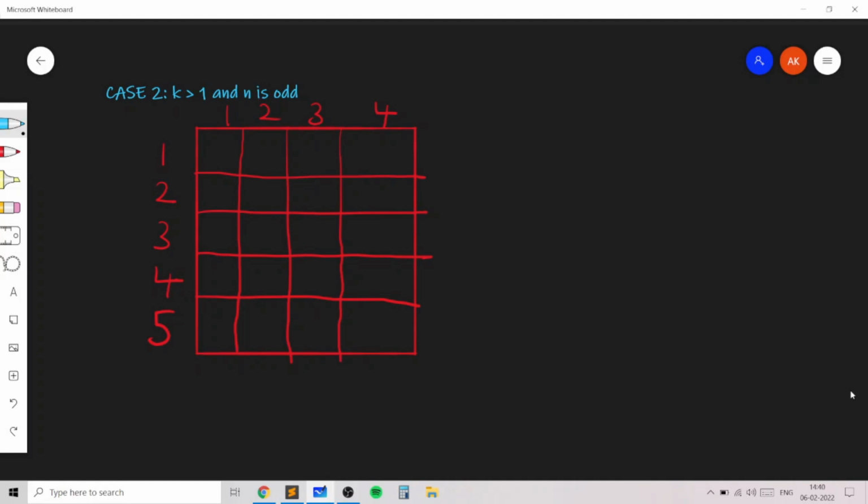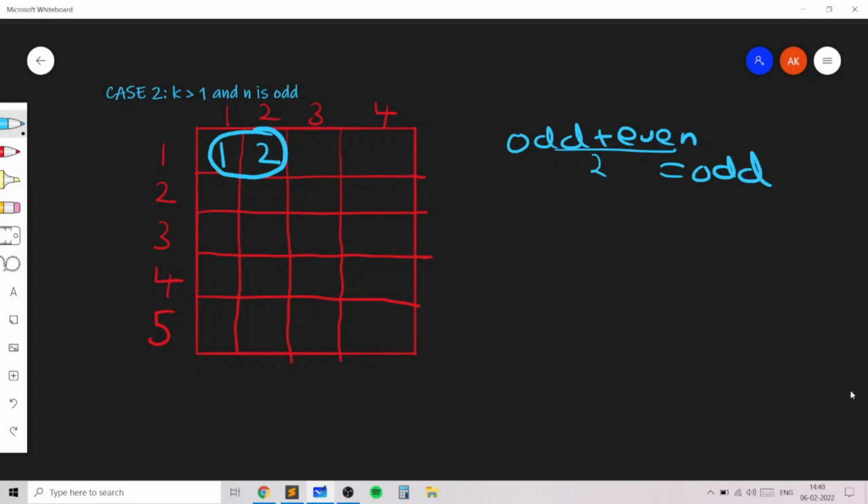In that case, the key idea is that if you take two adjacent numbers, one of them being odd and the other one being even, then the average of those two numbers will not be integral because an odd number plus an even number gives us an odd number, and that's why the average of those two will be an odd divided by 2, which will not be an integer.